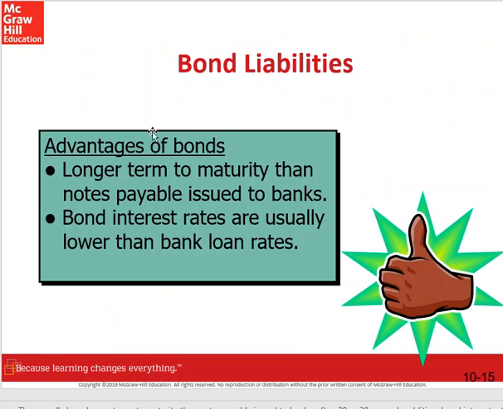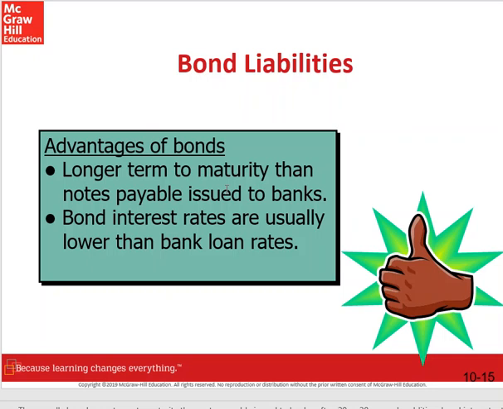So advantages of bonds: longer term to maturity than notes payable issued to banks. So the bank, like I said, 2 to 5 years is long term, and you might even have to renew or reapply for your loan within those 2 to 5 years. Or if it was longer, you'd likely need to renew your loan, meaning you have to re-qualify for your loan. And then secondly, bond interest rates are typically going to be lower than bank loan rates, significantly lower. So when a corporation needs a large sum of borrowing for long term, bonds are usually the better option in terms of longer term to maturity and lower interest rates.